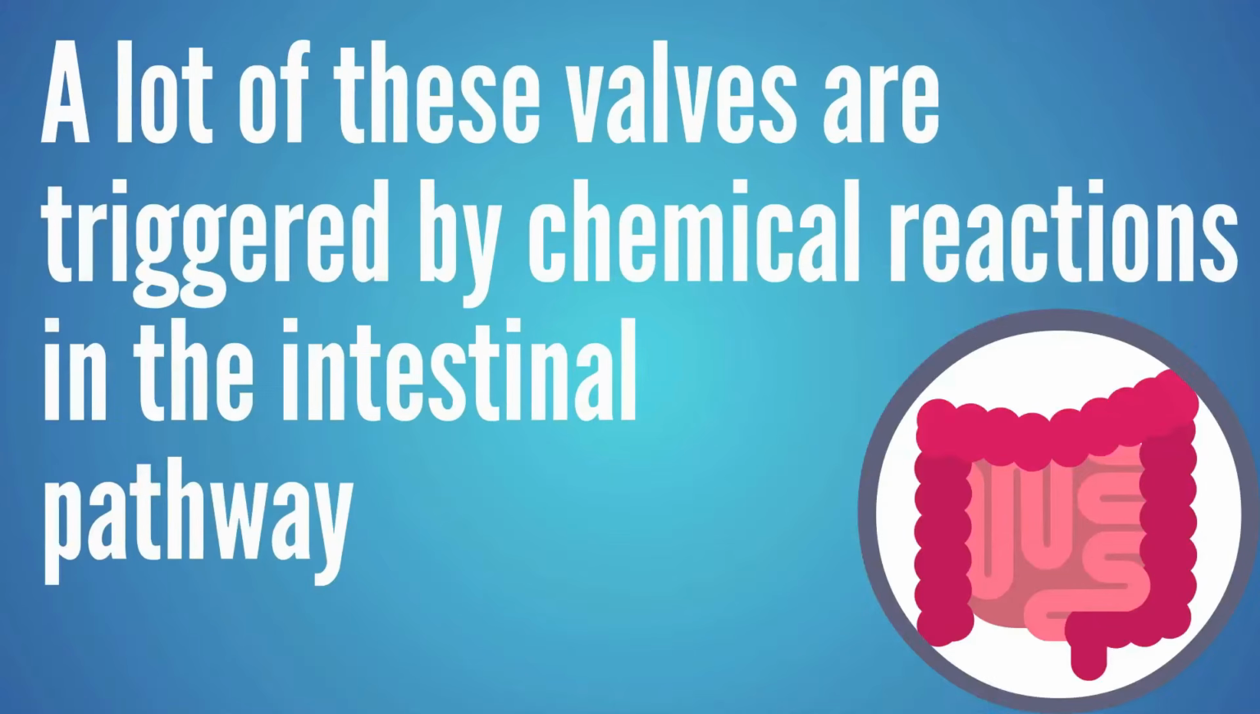Still, we view this as when things aren't moving along at a pace that they should, there's more room for error, there's more room for malfunction, and there's more room for things to move the wrong direction. So a lot of these valves are actually triggered by chemical reactions that are going on in that intestinal pathway. There's another valve at the bottom of your esophagus. It's called the lower esophageal sphincter, and that sphincter is triggered by stomach acid. There has to be enough stomach acid to trigger that valve to close, or a person is going to have a reflux issue. So a lot of these sphincters through this system are triggered by these chemical reactions.